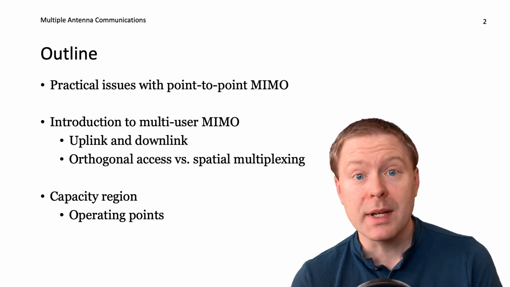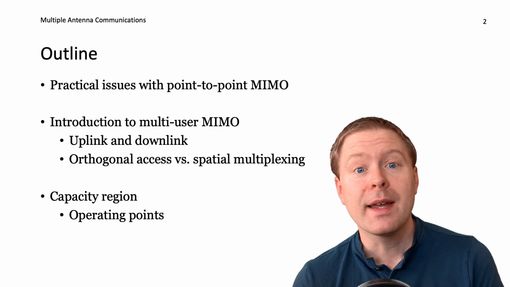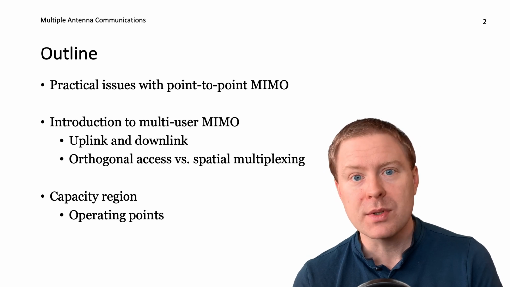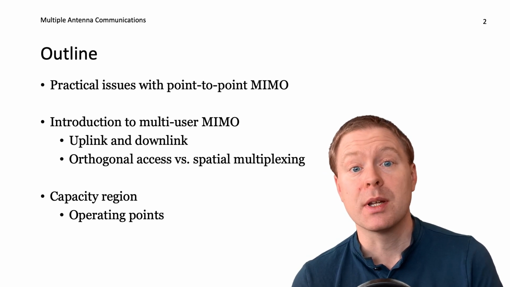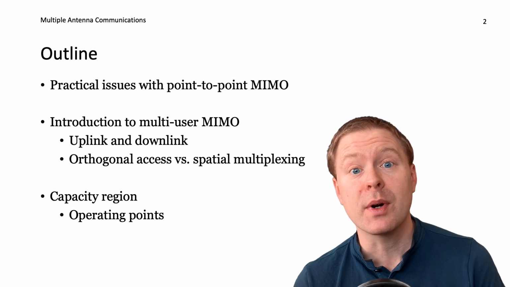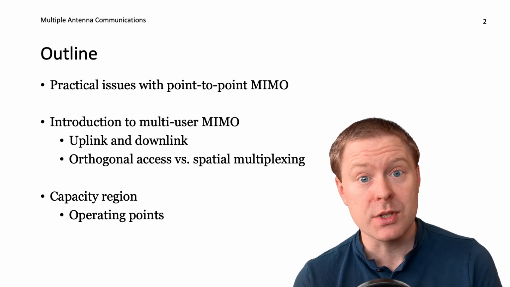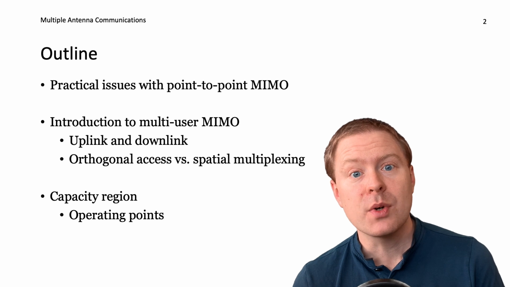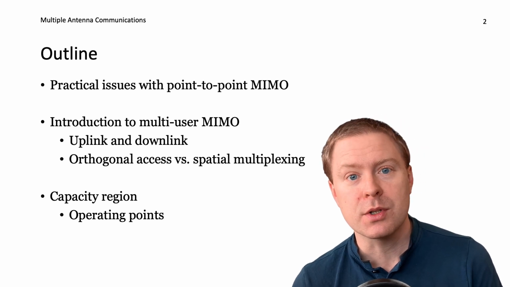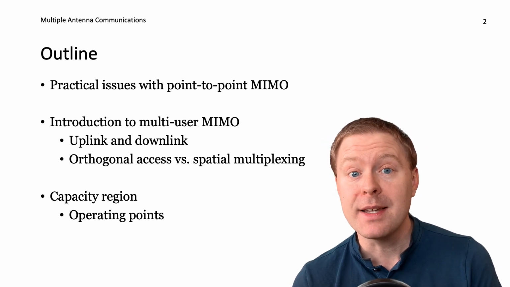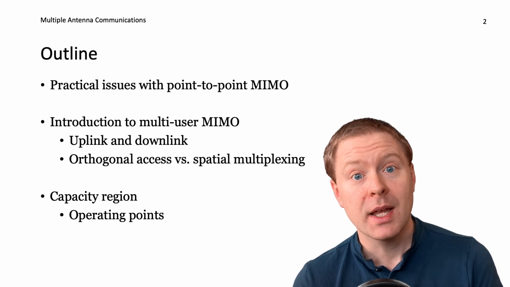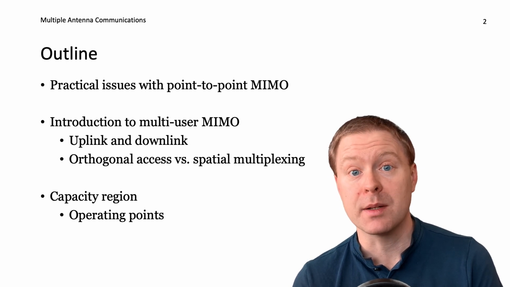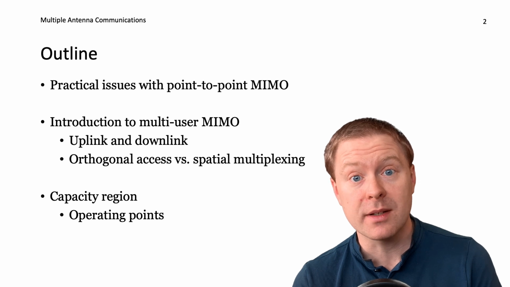We will talk about the uplink and the downlink and why it is of interest to serve not one user at a time, but to spatially multiplex the users, so they are sharing the same time and frequency resources. And then there are trade-offs between the performance of different users, which is captured by the capacity region that we will introduce, and we will talk about different operating points that you can find in that region.